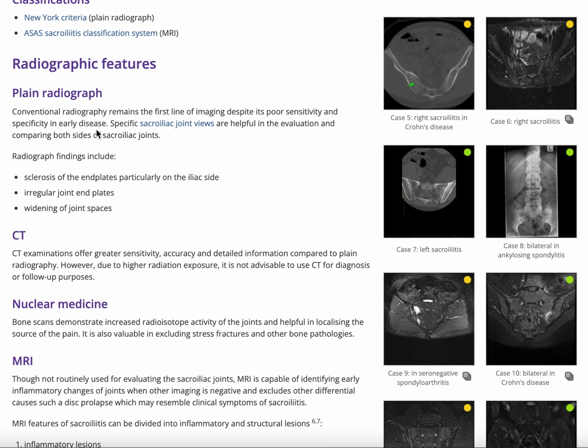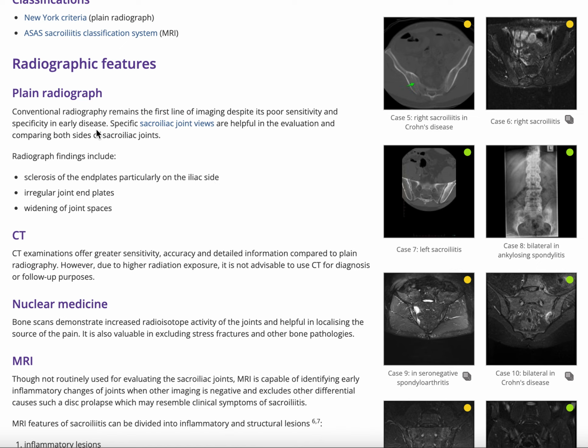Though not routinely used for evaluating the sacroiliac joints, MRI is capable of identifying early inflammatory changes of joints when other imaging is negative, and excludes other differential diagnoses such as disc prolapse, which may resemble the clinical symptoms of sacroiliitis. MRI features of sacroiliitis can be divided into inflammatory and structural lesions.